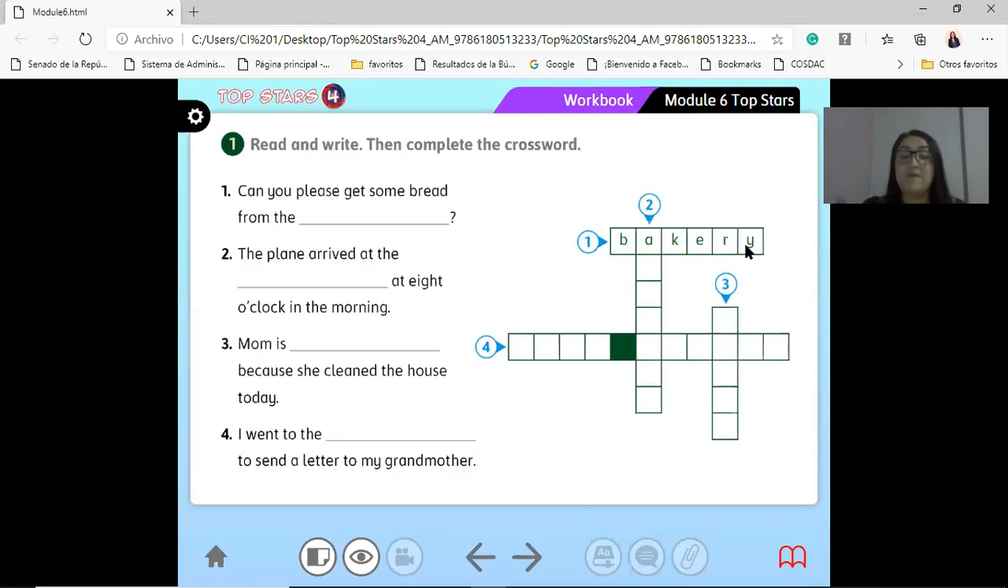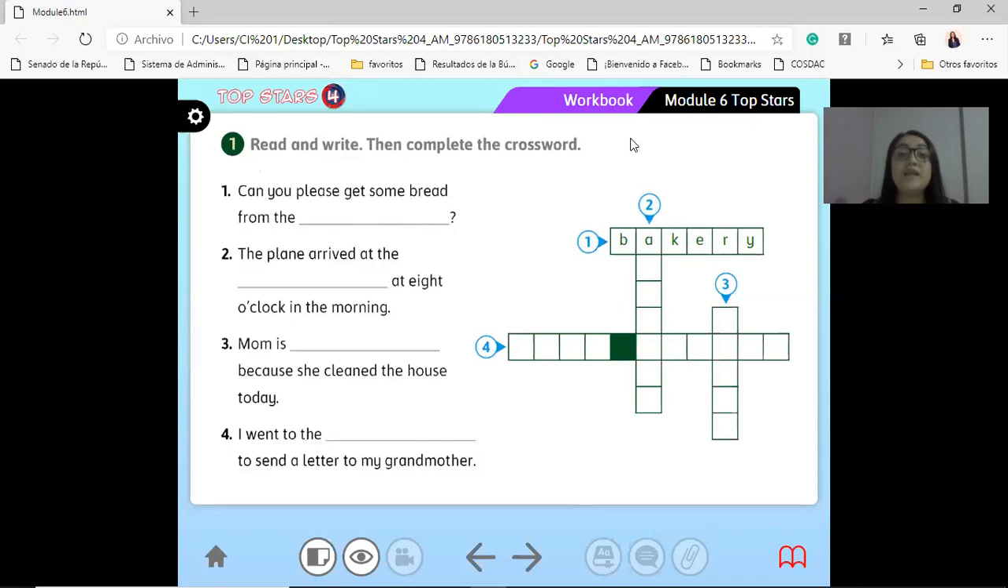Okay. Vamos a resolver en el crossword y en la línea. Aquí vamos a escribir bakery. Okay. No se olviden de agregar su nombre a cada página, por favor. Es solo el primer nombre.